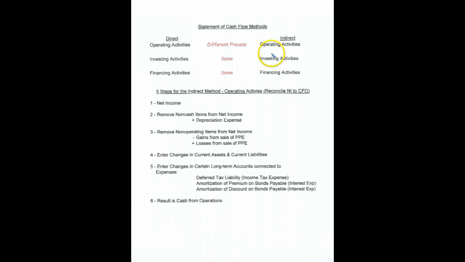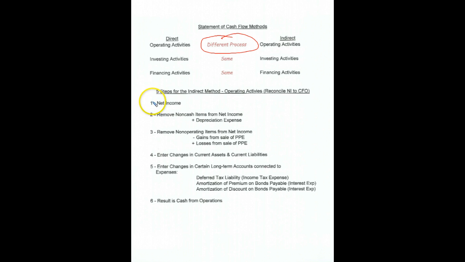Okay, so here's our statement of cash flows. We know for the direct method, we solve for these 3 categories. And the way we solve for investing and financing under both methods is the same. What's different in how we problem solve and report are these operating activities. So in Intermediate 1, we had 5 steps. Now we have 5, but they're very similar.